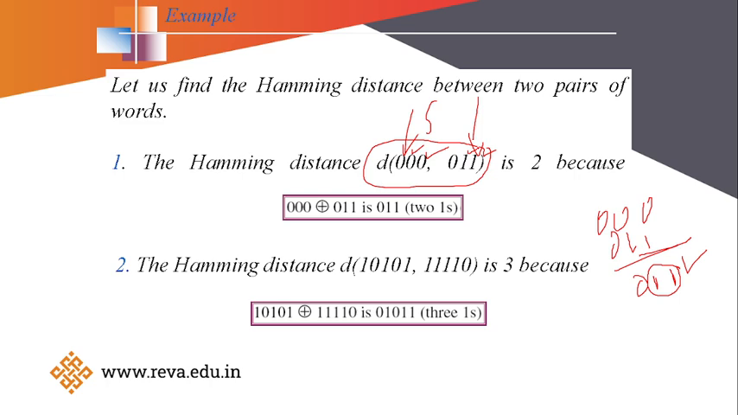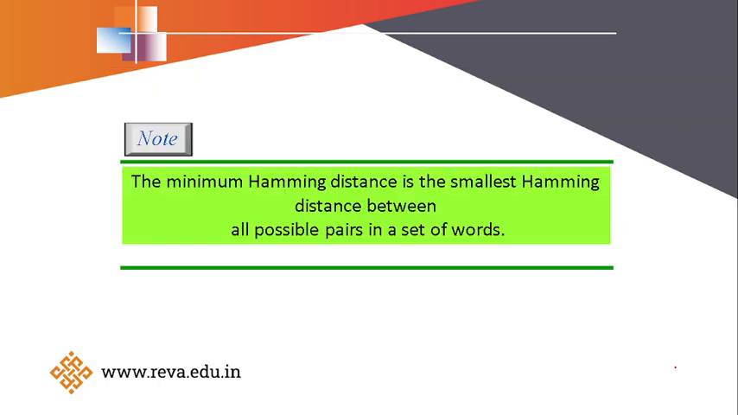So this Hamming distance will help in telling how many error bits have occurred. Similarly, the Hamming distance between these two, 10101 and 11110: 1 and 1 is 0, 0 and 1 is 1, 1 and 1 is 0, 0 and 1 is 1, 1 and 0 is 1. So 3 bits are changed, so the number of error bits is 3. In this way, the Hamming distance can be calculated. There is one more known as the minimum Hamming distance. Whenever you are finding the Hamming distance for multiple pairs at the same time, among those, the one which is minimum, we call it the minimum Hamming distance.